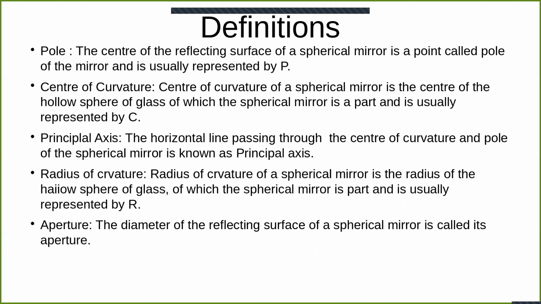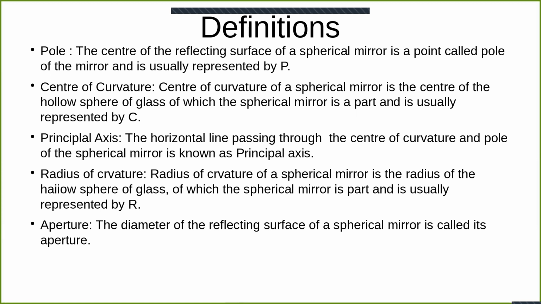Then next, second point, center of curvature. The center of curvature of a spherical mirror is the center of the hollow sphere of glass, of which the spherical mirror is a part, and is usually represented by C. Spherical mirror means in a sphere shape. When we assume the sphere, the center of curvature means the center point, which lies on the line passing through the pole of the mirror.